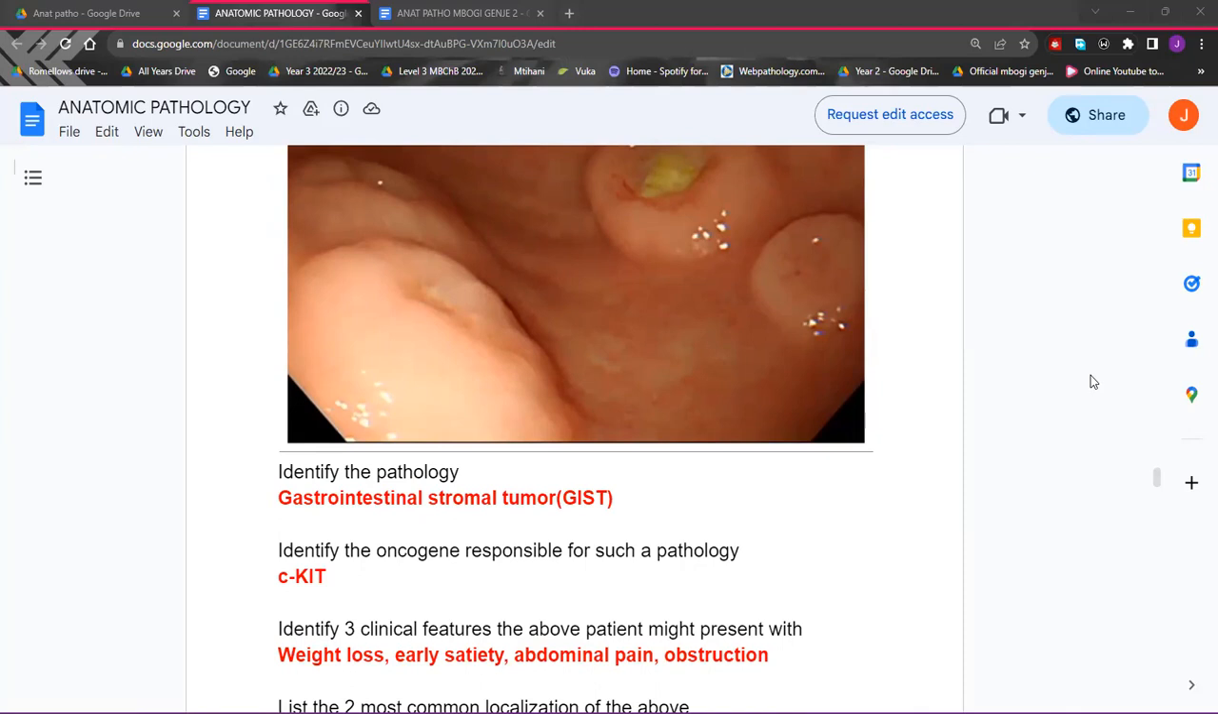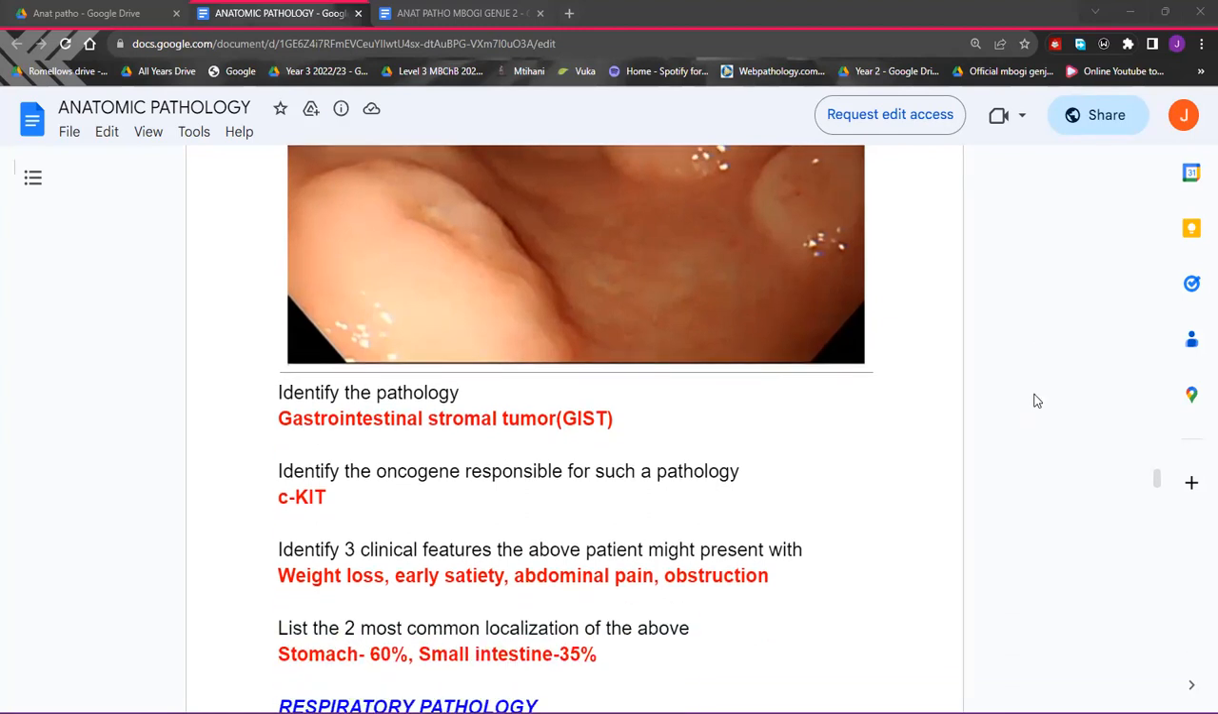Now, what are the two most common locations for gastrointestinal stromal tumors? Where are the two most common areas where you can find them? In the GIT. Colon, probably not that common. Stomach. One more. Stomach and the small intestines, exactly. In the stomach, they happen 60% of the time, and in the small intestines, you're likely to find them 35% of the time. The other 5% will be any other place in the GI tract. Good. Any questions so far? So we can move to the next one.